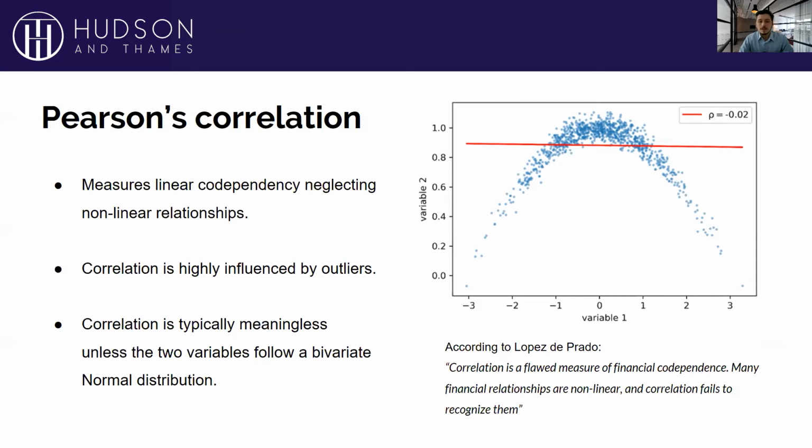Also, Pearson's codependence is highly influenced by outliers, and these two elements make it rather a flawed measure of financial codependence according to Lopez de Prado. Also, Pearson's correlation is typically meaningless unless it's used on variables that are distributed normally. It's worth noting that this first part of the presentation, which is the codependence module, is based on the presentation by Lopez de Prado, and it's the first link in the references if you would like to check the original work.